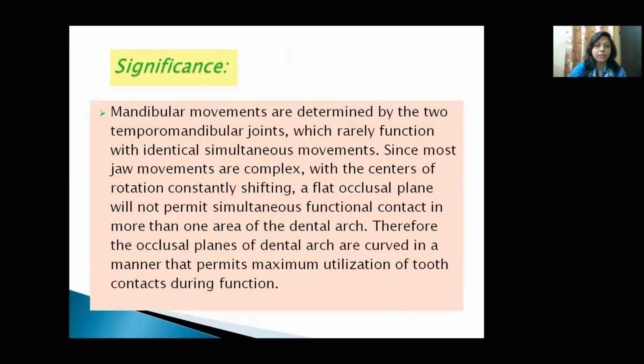What is the significance of this? Mandibular movements are determined by the two TMJ joints, which rarely function with identical simultaneous movements. Since most jaw movements are very complex, with the center of rotation constantly shifting, a flat occlusal plane will not permit simultaneous functional contact in more than one area of the dental arch. Therefore, the occlusal planes of the dental arch are curved in a manner that permits maximum utilization of tooth contacts during function.